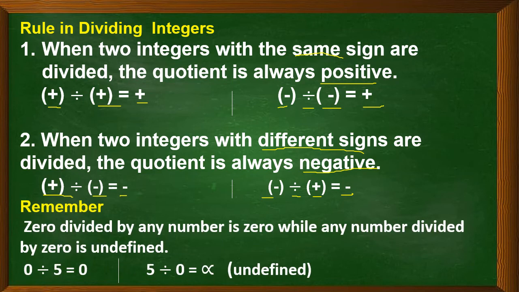Remember also this one, 0 divided by any number is 0, while any number divided by 0 is undefined. Example, if we have 0 divided by 5, of course, the answer is 0. But once we have 5 divided by 0, the quotient is undefined. This is the symbol for undefined. Okay, it cannot be defined in the set of real numbers.